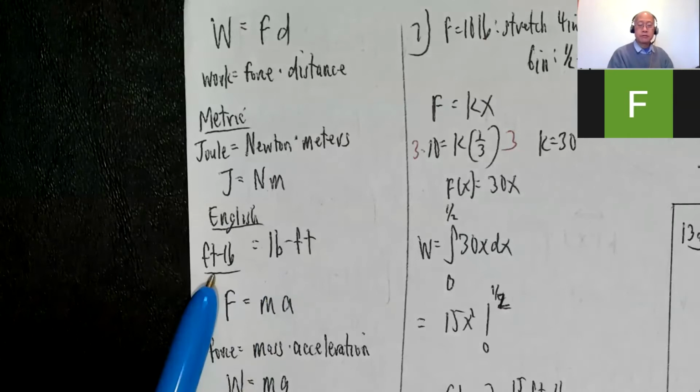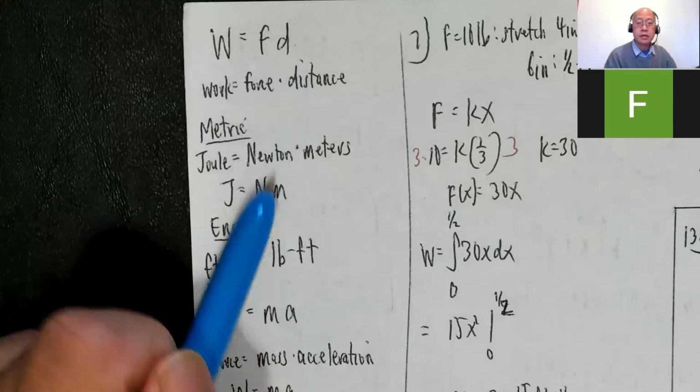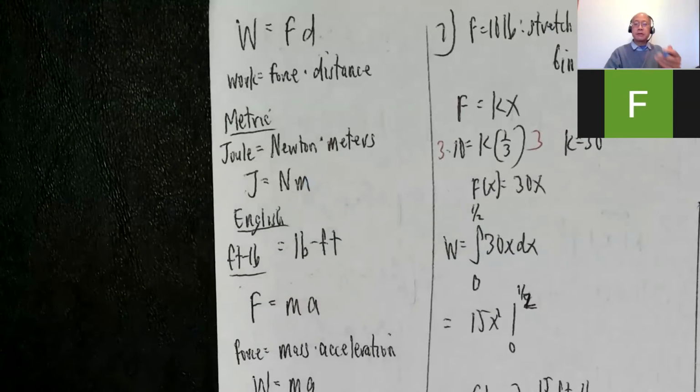Right, so in the metric system, the unit of work is the joule. It's equal to a Newton meter. Force times distance, Newton meter is a joule. English system, pound times a foot, the units are foot pounds. So what is a foot pound? Take something that weighs a pound and move it a foot. That's a foot pound of work.